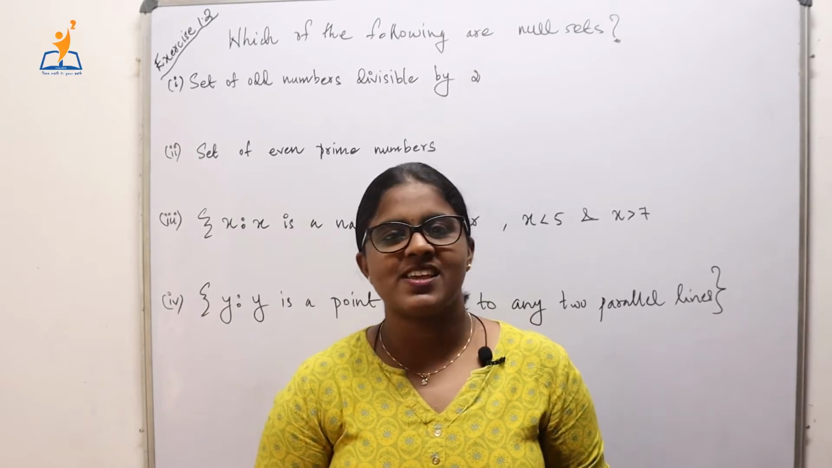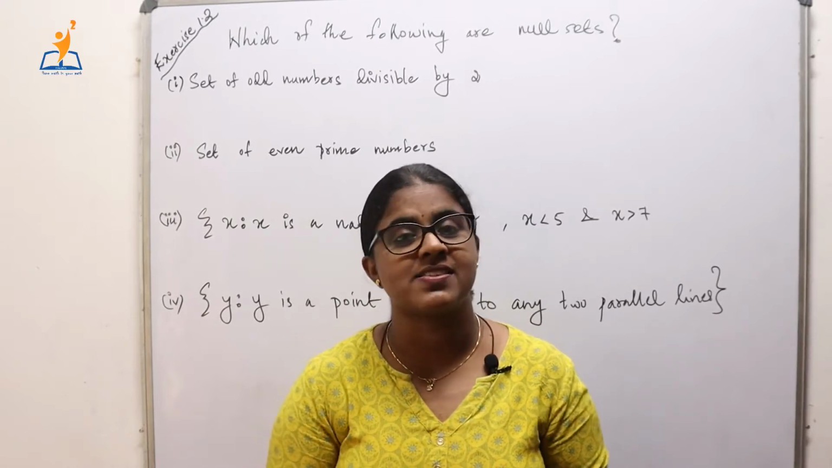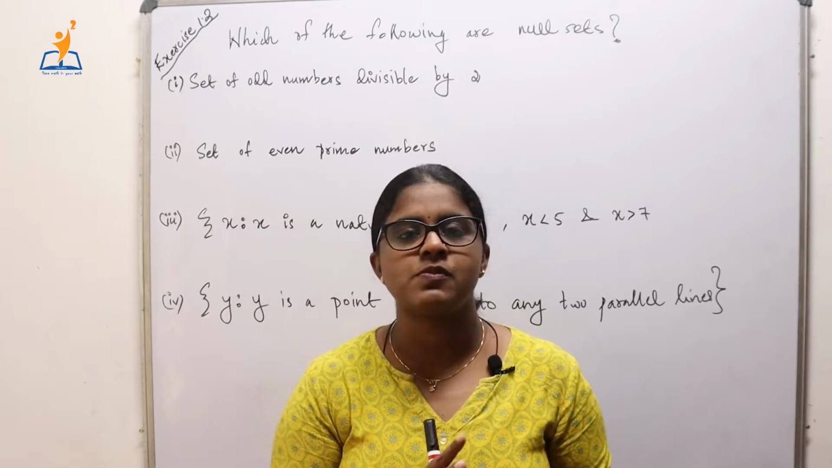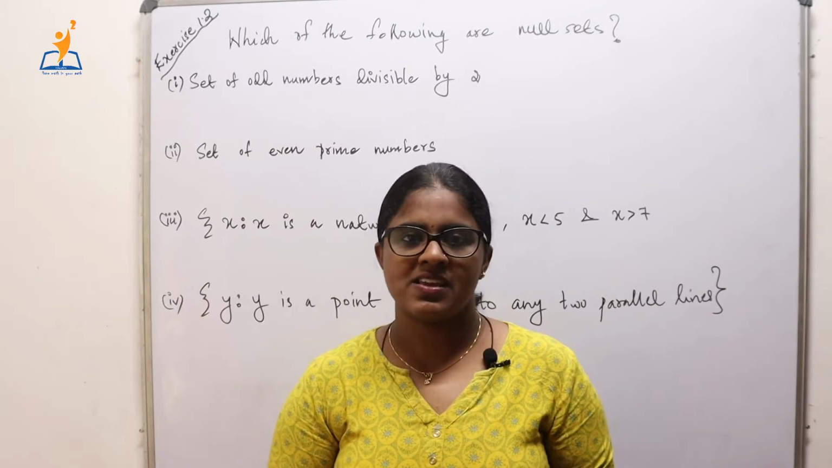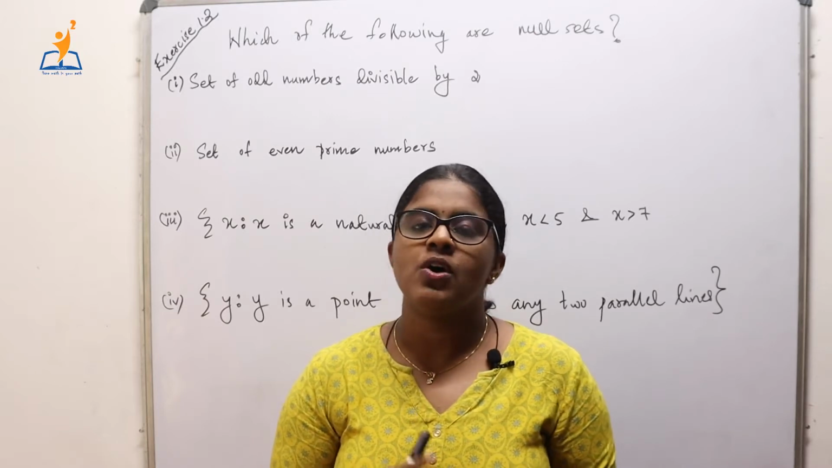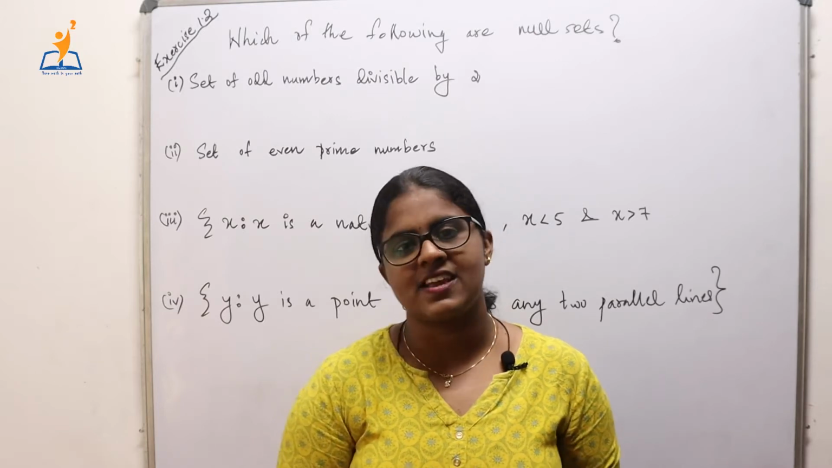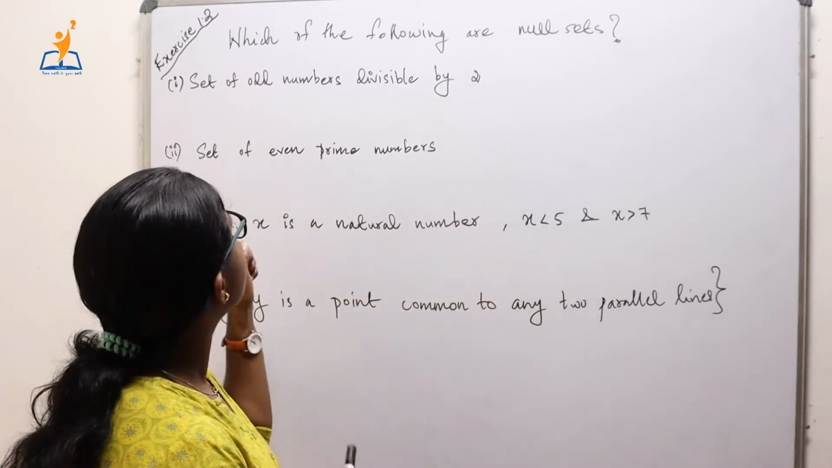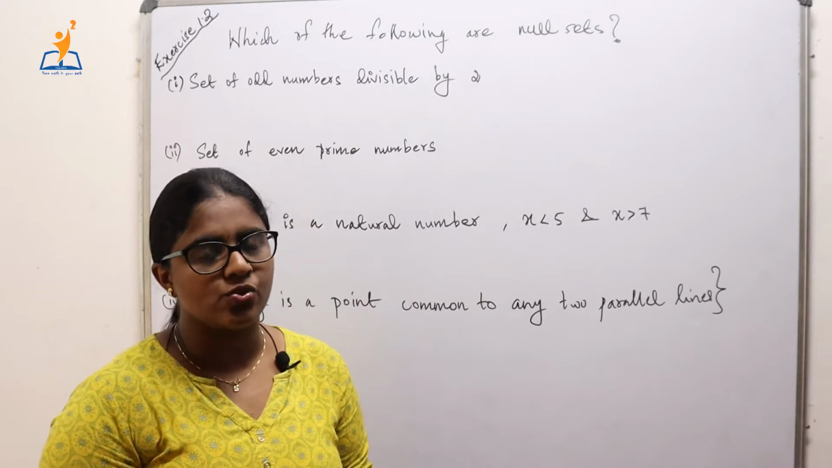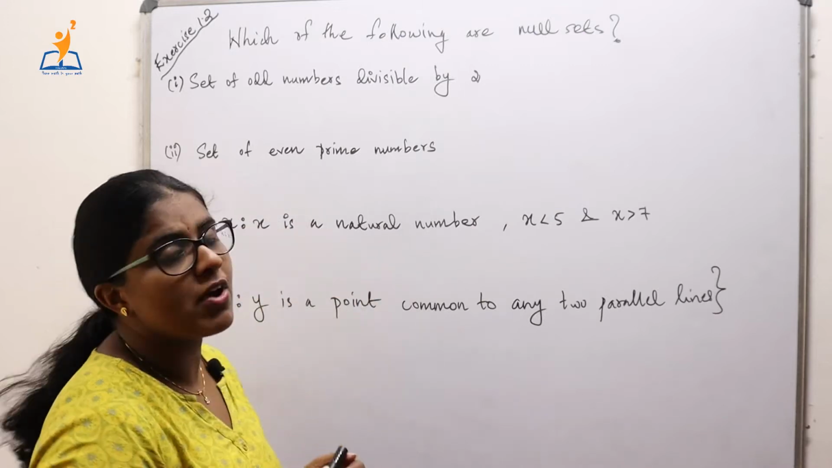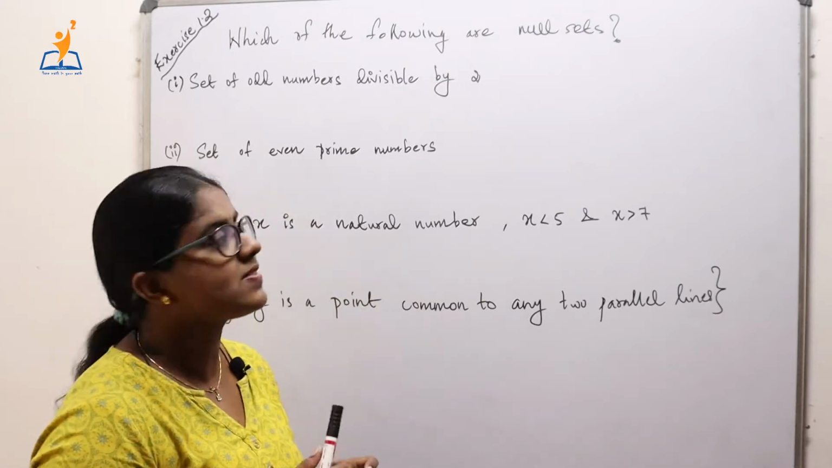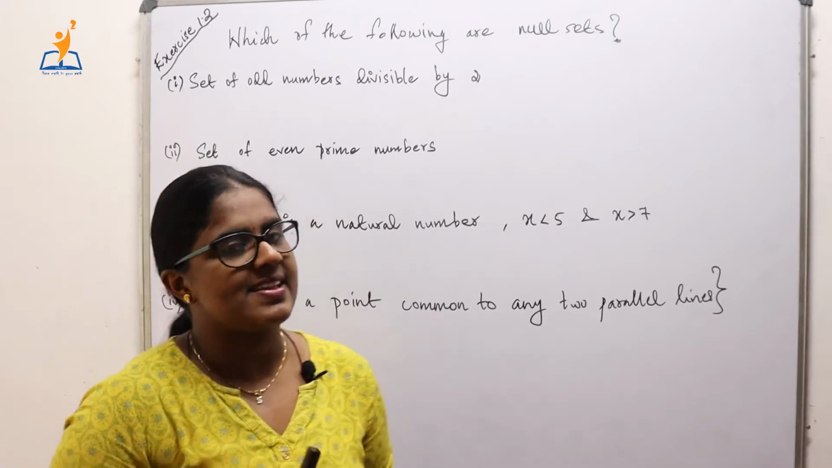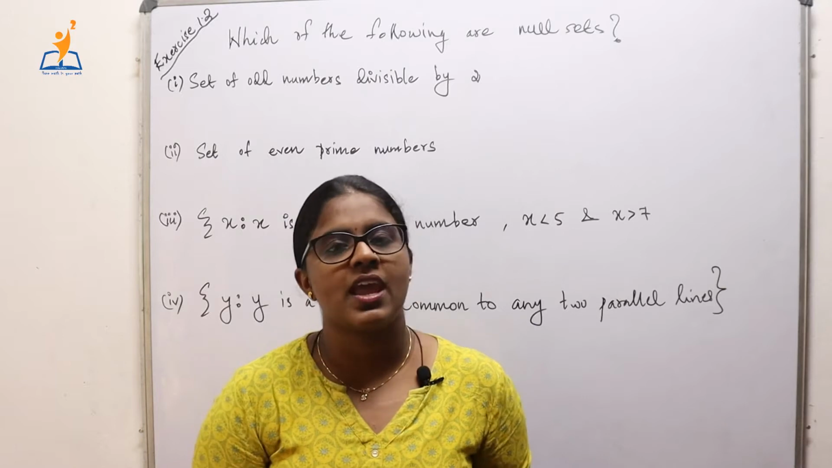We were dealing with the chapter Sets, the first chapter of your textbook, and we have discussed some types of sets in the previous class. Now we are going to solve the second exercise of your textbook, exercise 1.2 from chapter 1, and the first question from exercise 1.2 asks us to check which of the following are null sets. Null sets, it's a new name to you.